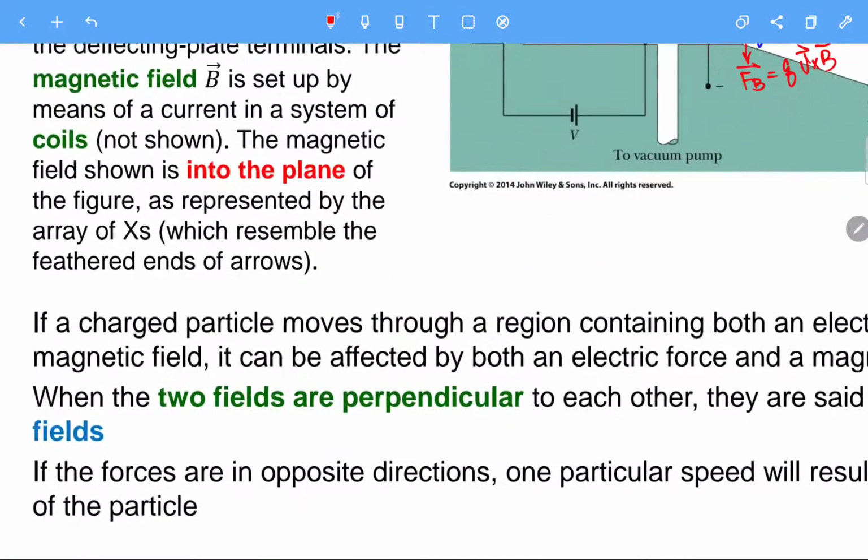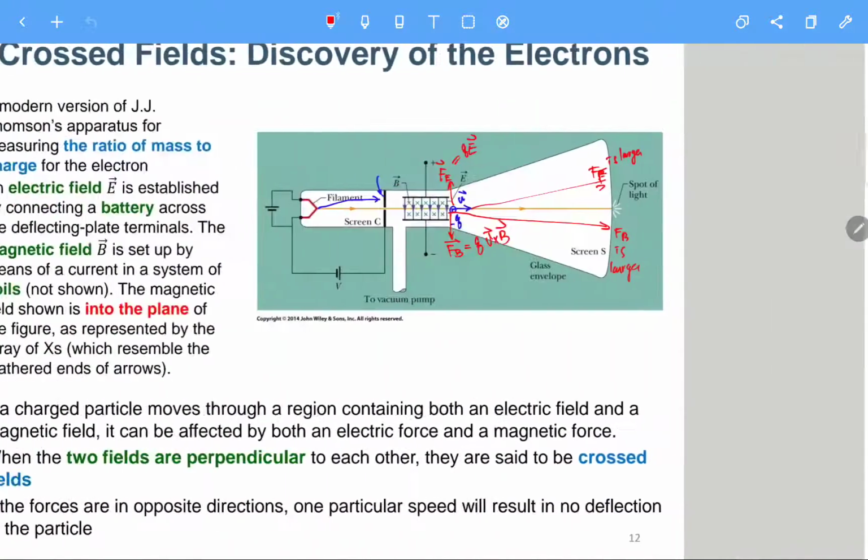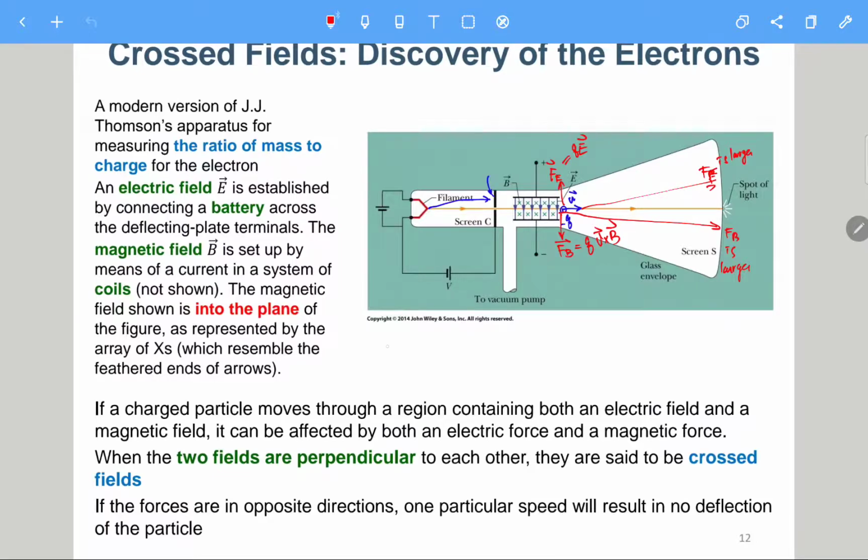And yeah, so there will be a specific case that FB equals FE, and then the charge will go in a straight line. And of course, in this case, FE equals FB, which means E equals VB. Any questions?